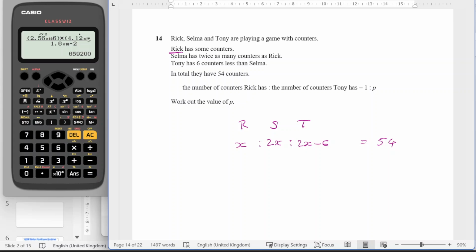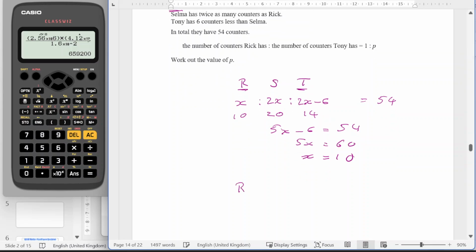Yeah, I think I've got to work out these values. So in total then we have got, so in total we've got 5x minus 6 is equal to 54. So that means that 5x is going to be equal to 60, so x is going to be equal to 10. So 10, 20, and 14. If we want it as a ratio of Rick to Tony, that would be 1.